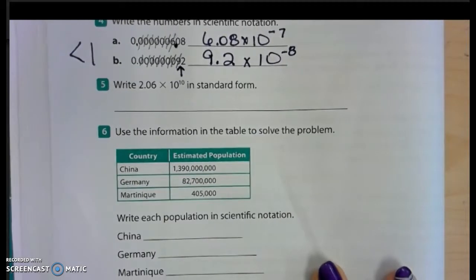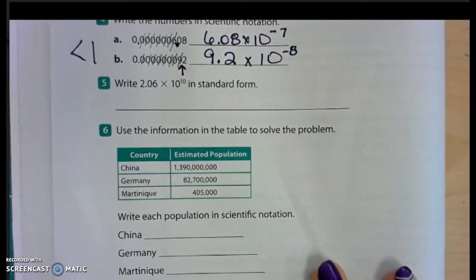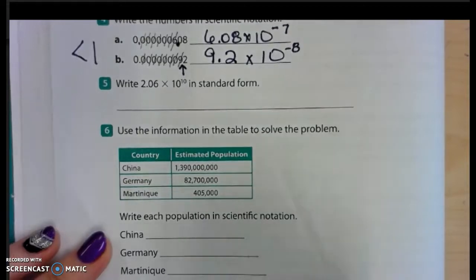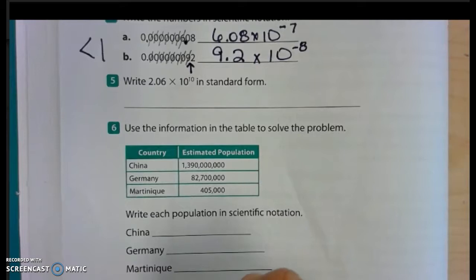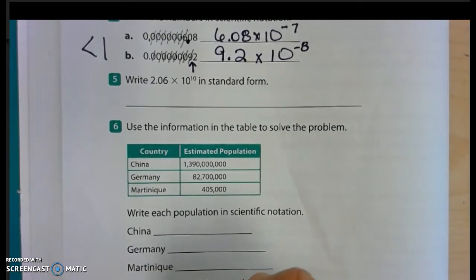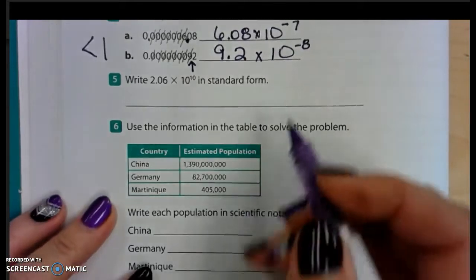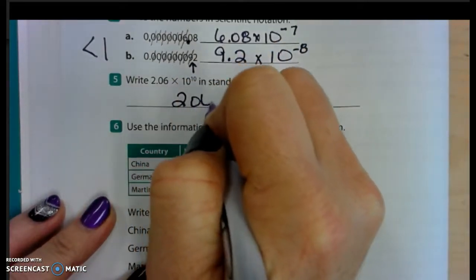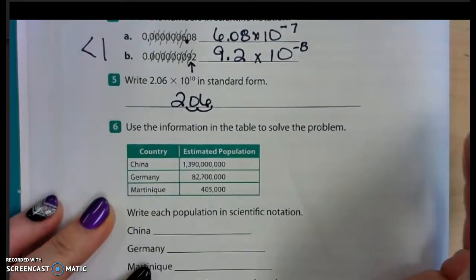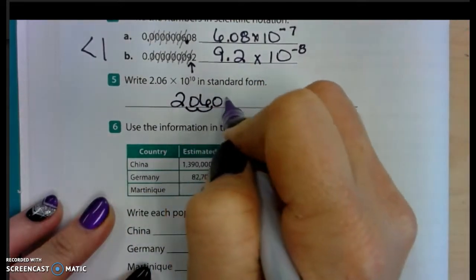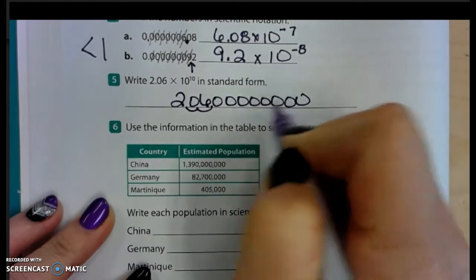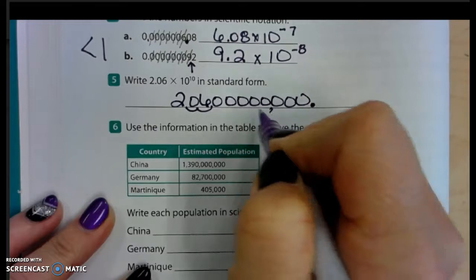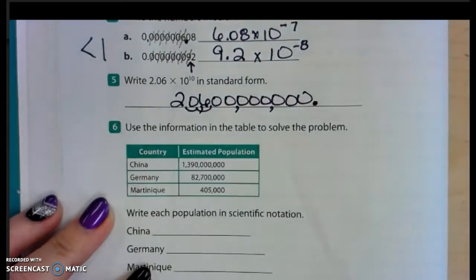Number 5, write 2.06 times 10 to the 10th in standard form. You should notice the positive exponent. That positive 10 exponent says that in standard form, 2.06 is 10 place values bigger than it currently is. So 206, that's 2 decimal places. I've got to move it 8 more. 1, 2, 3, 4, 5, 6, 7, 8. Giving me this answer.